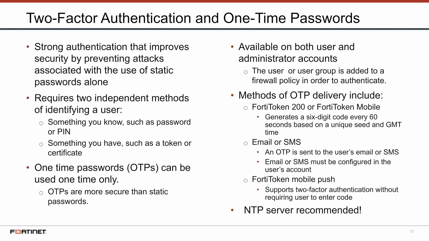To deliver an OTP over email or SMS, the user account must contain user contact information. FortiTokens and OTPs delivered through email and SMS are time-based. FortiTokens, for example, generate a new 6-digit password every 60 seconds by default. An NTP server is highly recommended to ensure the OTPs remain in sync. FortiToken Mobile Push allows users to simply accept the authorization request from their FortiToken mobile app without the need to enter an additional code.